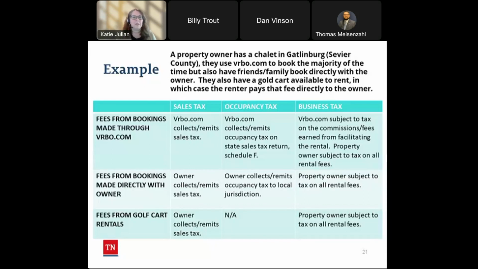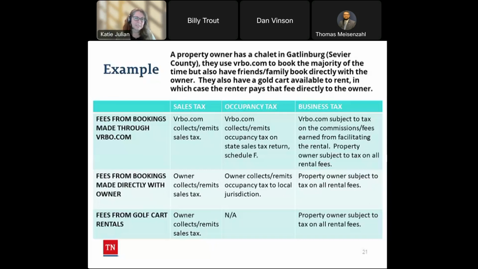We've got an example here where a property owner has a chalet in Gatlinburg, Sevier County, and they use vrbo.com to book the majority of the time, but they also have friends and family who can book directly with the owner. I see a typo here, gold cart, should say golf cart available to rent.